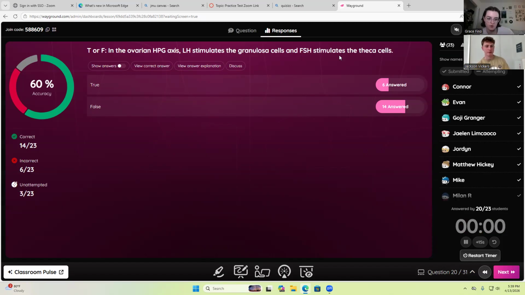Okay, so LH will stimulate the thecal cells, and FSH will stimulate the granulosa cells. So I'm trying to think of a good way to remember this besides just straight up memorizing it. I think FSH and granulosa both have S's in them. Yes, that's a good one.